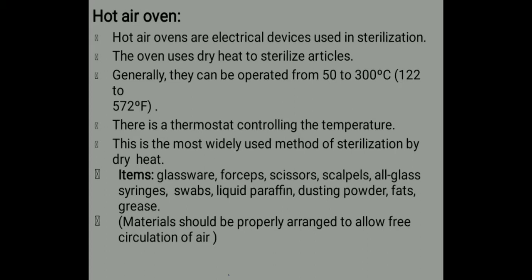Items sterilized include glassware, forceps, scissors, scalpels, all-glass syringes, swabs, liquid paraffin, dusting powder, fat, grease, etc. Material should be properly arranged to allow free circulation of air.